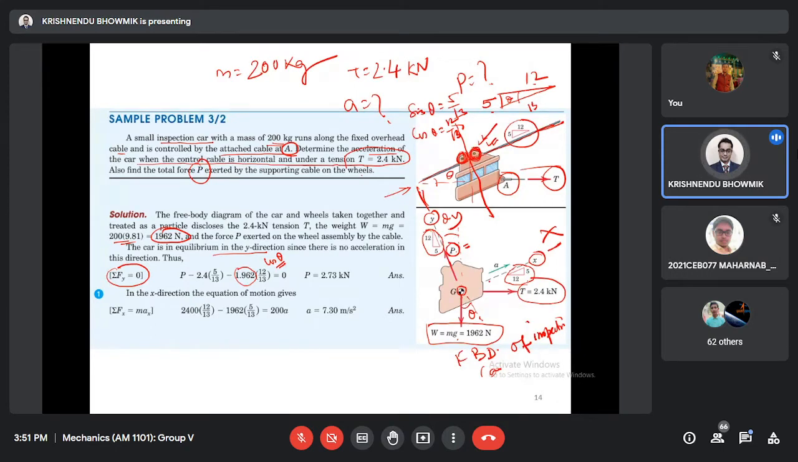So if it is theta, this also will be theta. So this is cosine theta, so this will be sin theta. Okay. So here it is P minus T sin theta minus W cosine theta equal to 0, summation Fy. From this you can calculate the value of P. You have to be careful here, 2.4 kilonewton, and this one we can write 1.962 kilonewton, same unit. Such that P will be in kilonewton.